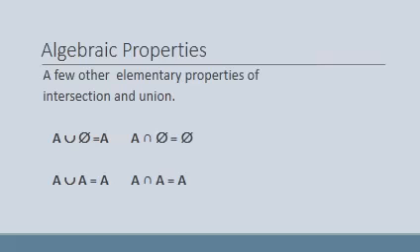Let us talk about some properties. A union phi is A, that phi will never make a change. A intersection phi is phi. In the intersection, it will make a change. A union A is A, and A intersection A is A itself.